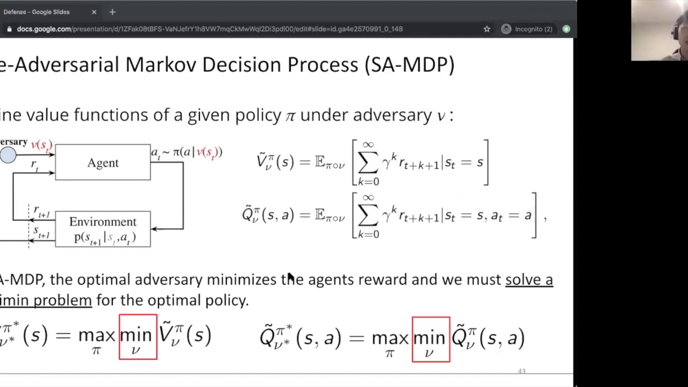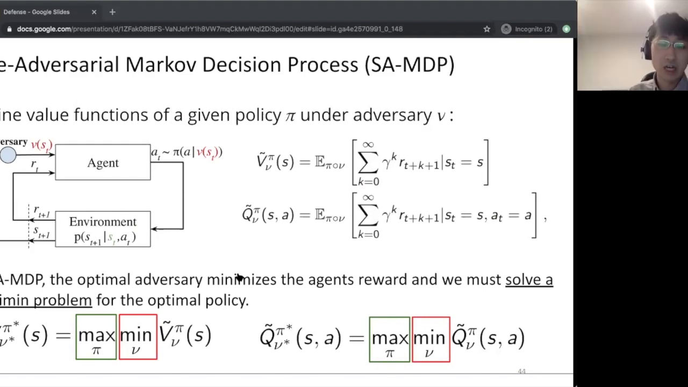So we can naturally define V function and Q function for a given agent with policy pi under adversarial perturbation nu on its observation. Our SA-MDP characterizes the worst case adversarial perturbation on the state observation, so the adversary always minimizes the agent's reward. Then our goal in SA-MDP is basically to find an optimal policy under the optimal adversary, which is the maximin problem.